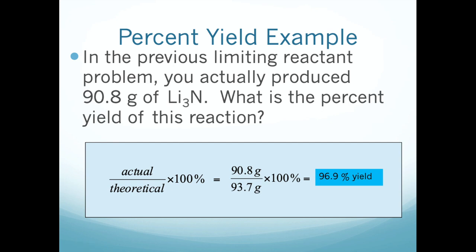So please keep in mind that sometimes you may have to actually do a stoichiometry calculation first to get this theoretical answer. So please keep that in mind when you're doing a problem like this. Please be wary of what the question gives you. It might give you information about your reactants. You have to figure out the theoretical amount of product using a stoichiometry calculation.